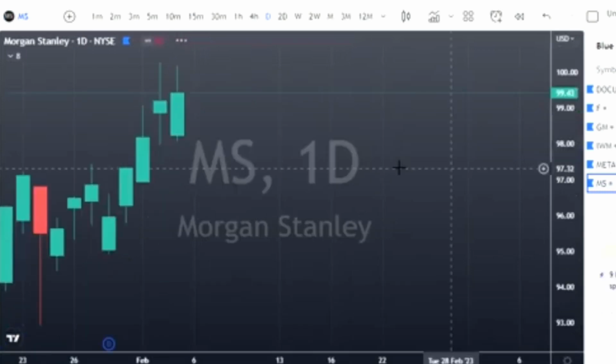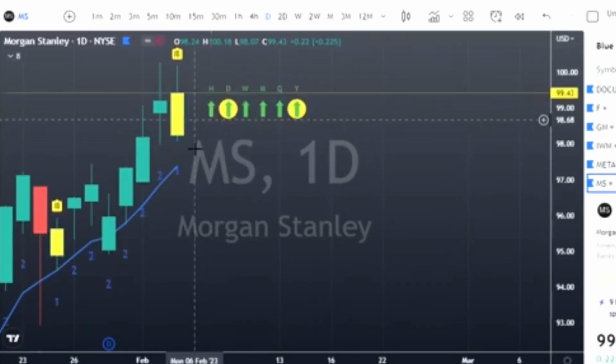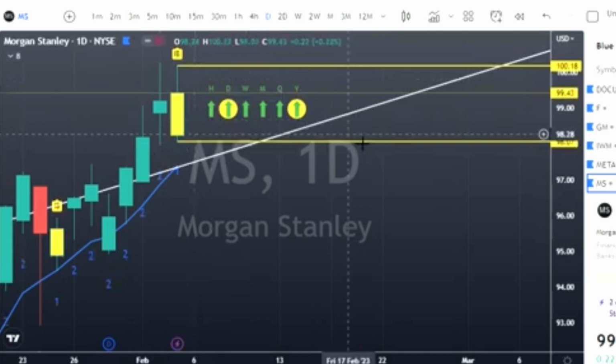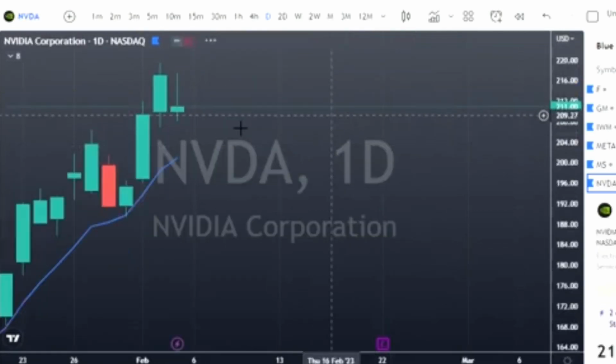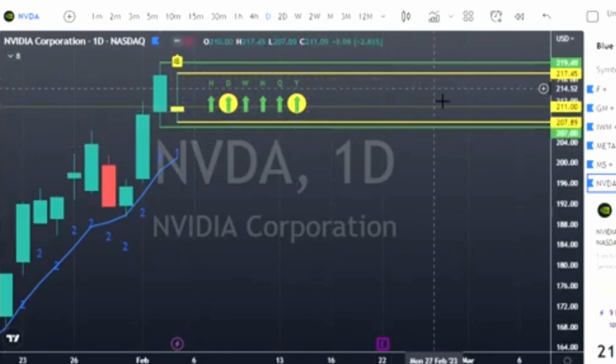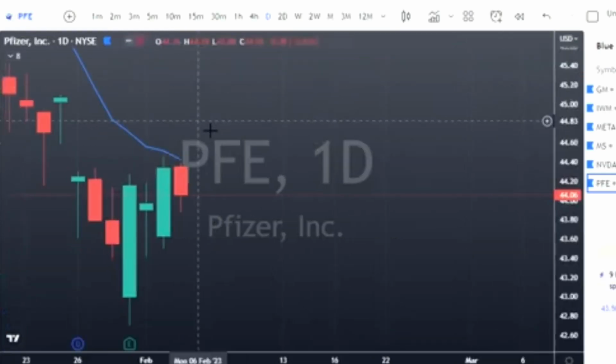We move down a little further. Inside bar with MS. Morgan Stanley calls at $100.18, puts at 98.07. NVIDIA inside bar, a lot of these, calls 217.45, puts at 207.89. Full time frame to the upside on that one currently.